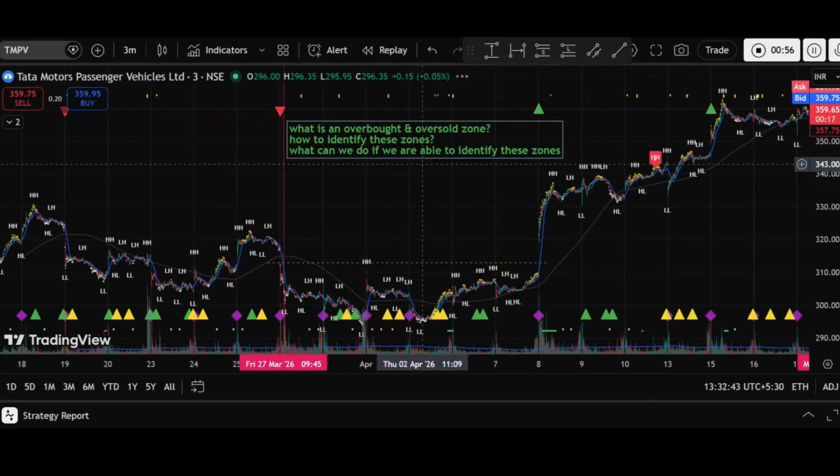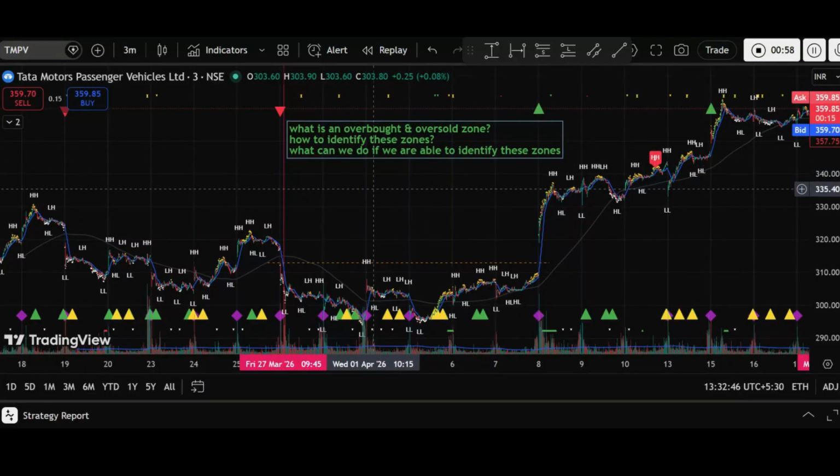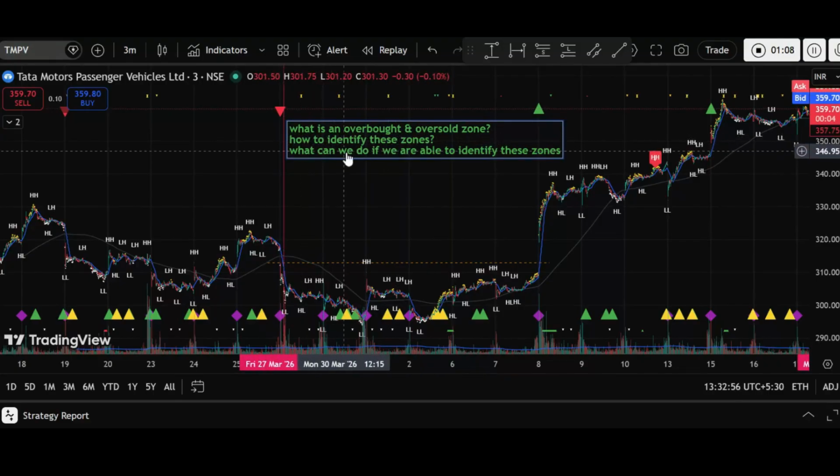So, these broadly are the three questions which we will cover in this short video. What is an overbought and oversold zone? How to identify these zones? What can we do if we are able to identify these zones?